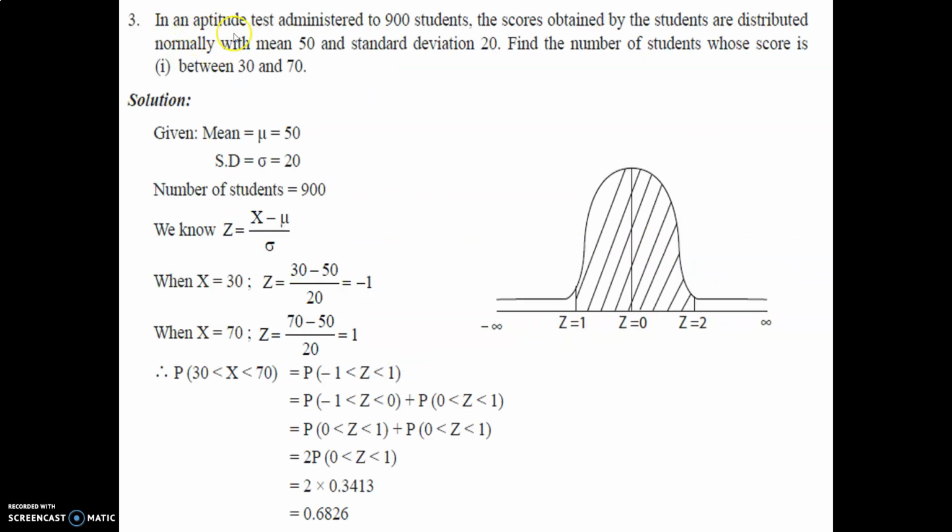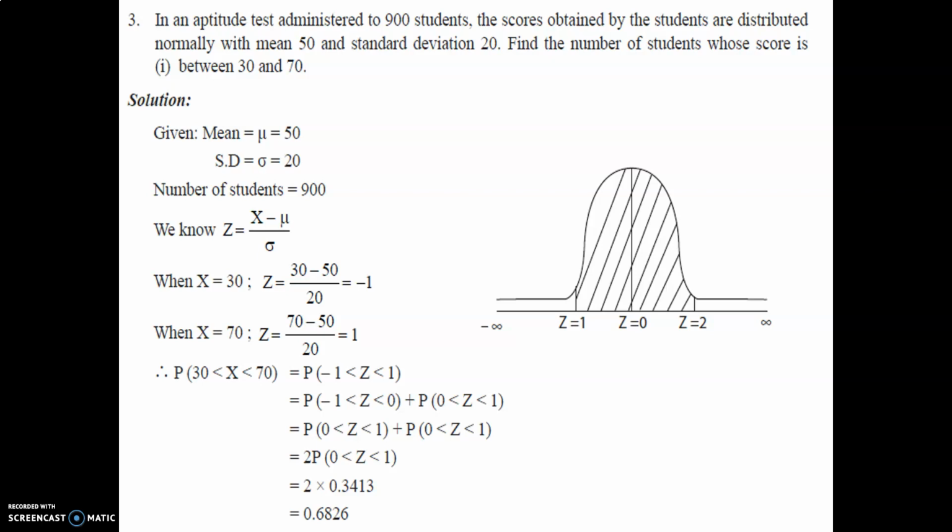In an aptitude test administered to 900 students, the scores obtained by the students are normally distributed with mean 50 and standard deviation 20. Find the number of students whose score is between 30 and 70. Mean mu is 50, standard deviation is 20, number of students is 900. First, the z score is x minus mu upon sigma. The question is to find the number of students whose score is between 30 and 70, so it is a between portion.